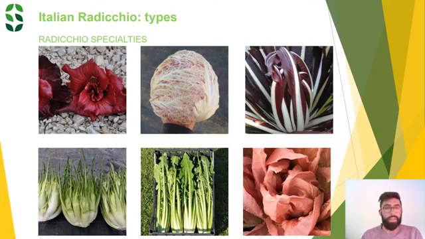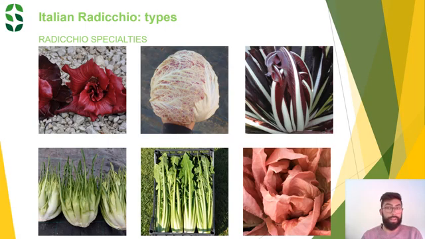On the right, we have Variegato di Chioggia, that is an extremely late type, like in the past, and is really interesting in the production programs, to have some Radicchio till the end of the season, when no other types can resist months of frost, and you can harvest until March.